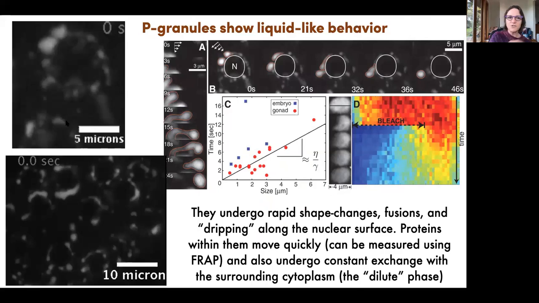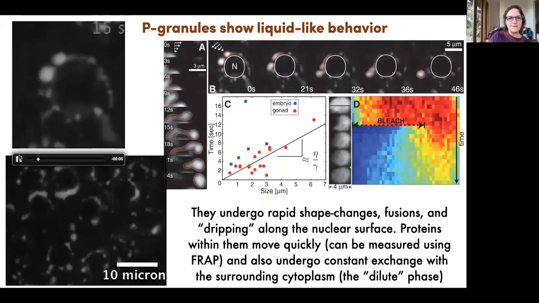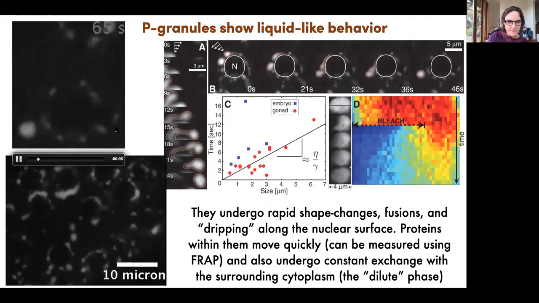So then they also showed by making movies, these are actually not in the embryo, but in the adult. So in this case, I'm going to go back to the slide that I showed you. Initially these P granules are just in the cytoplasm, but eventually they glom onto the nuclear envelope. And so what you're looking at here is the P granules that have glommed onto nuclei in the germline.